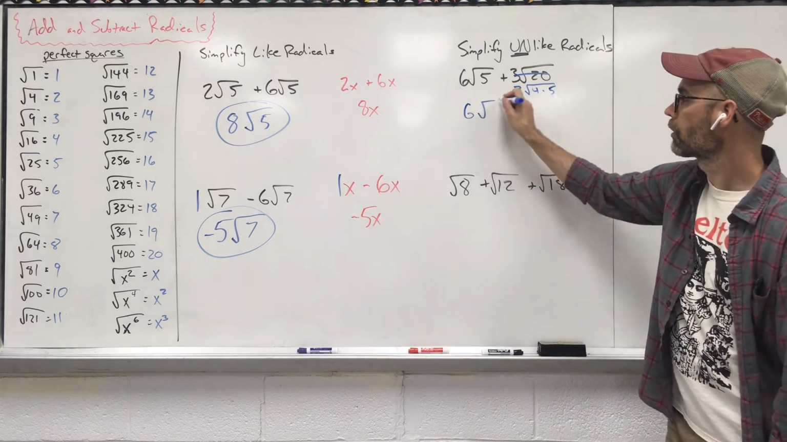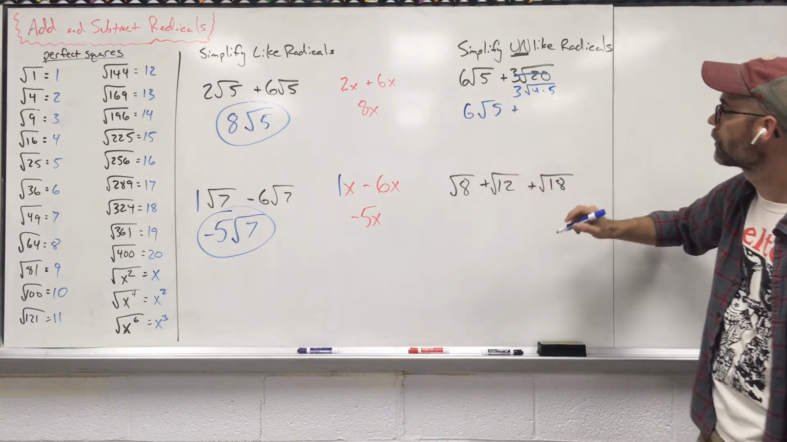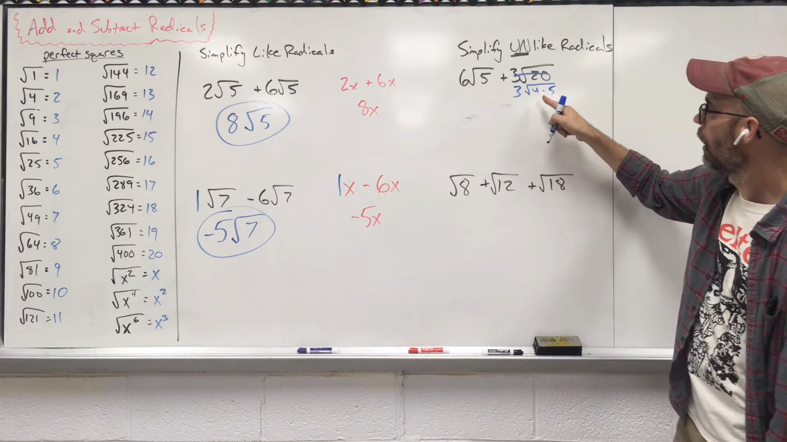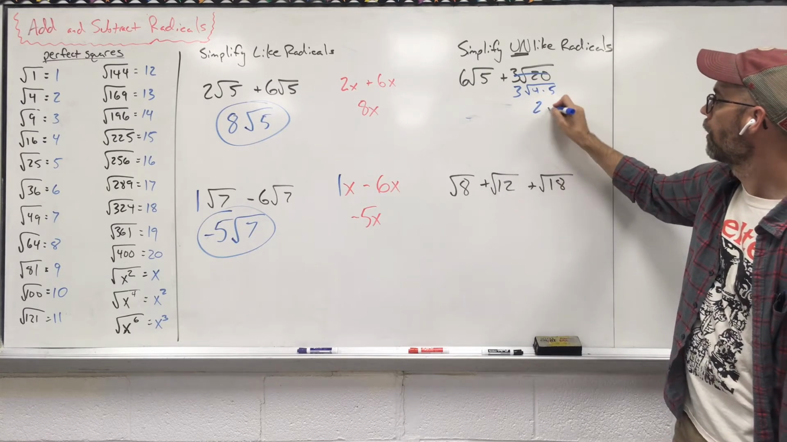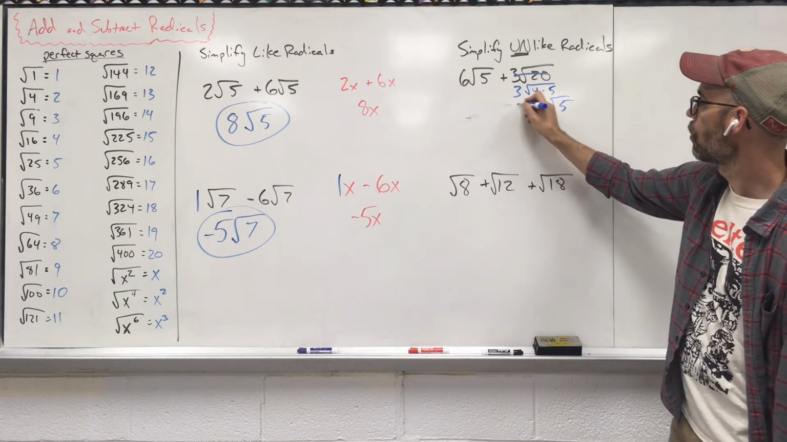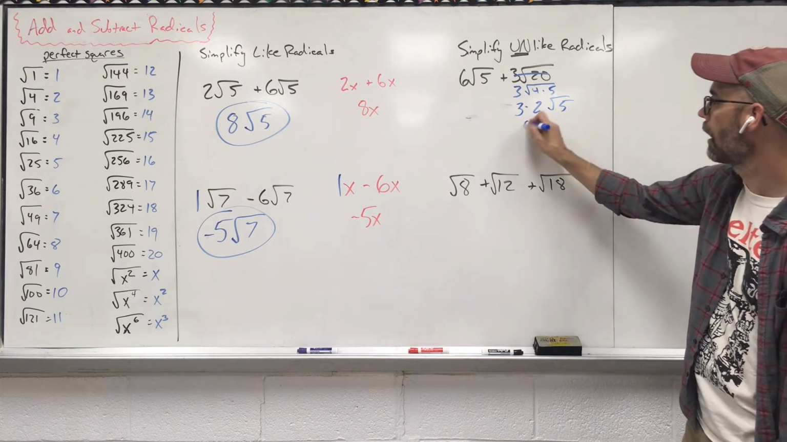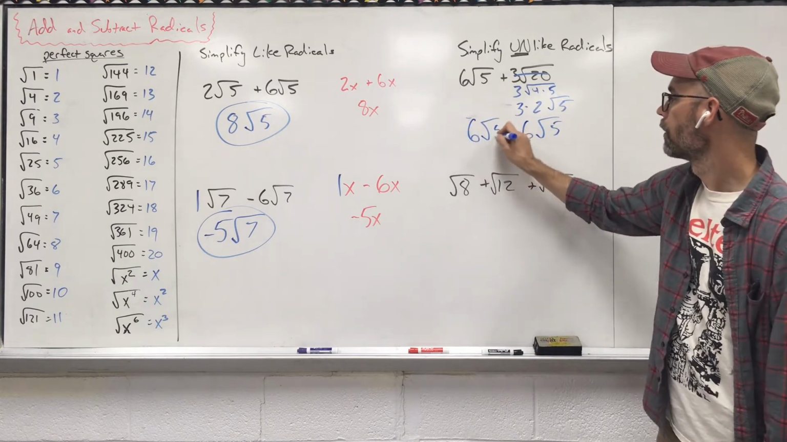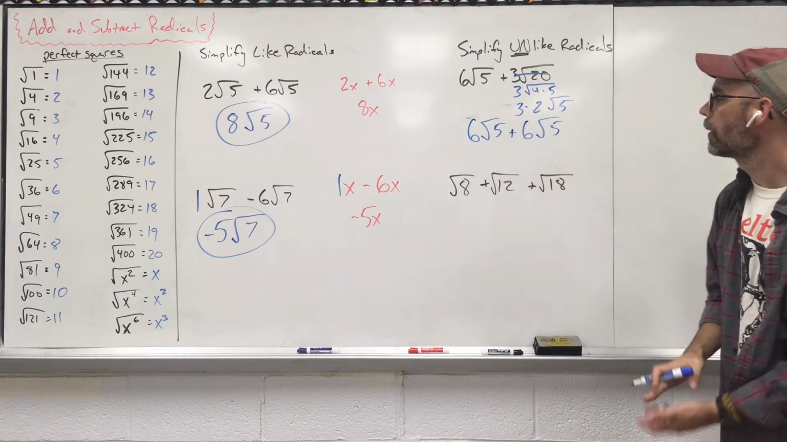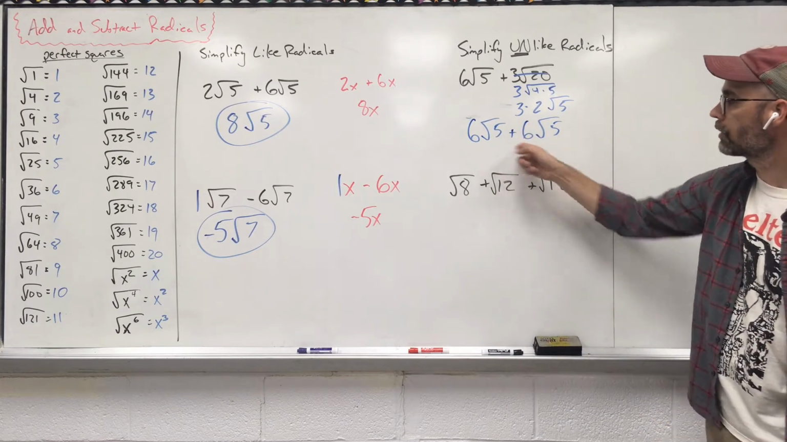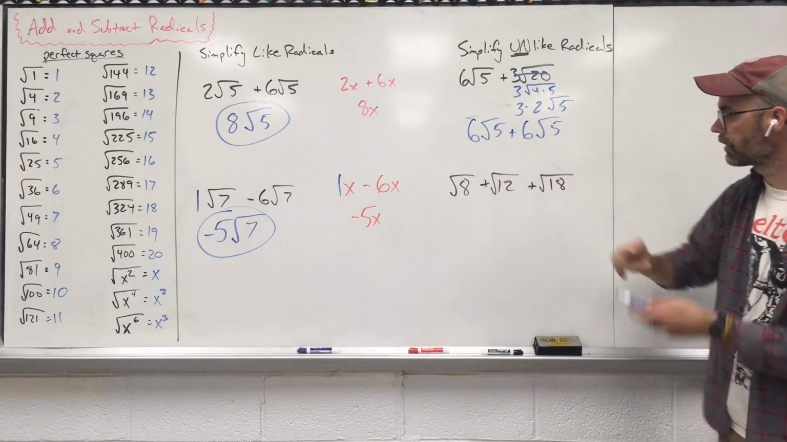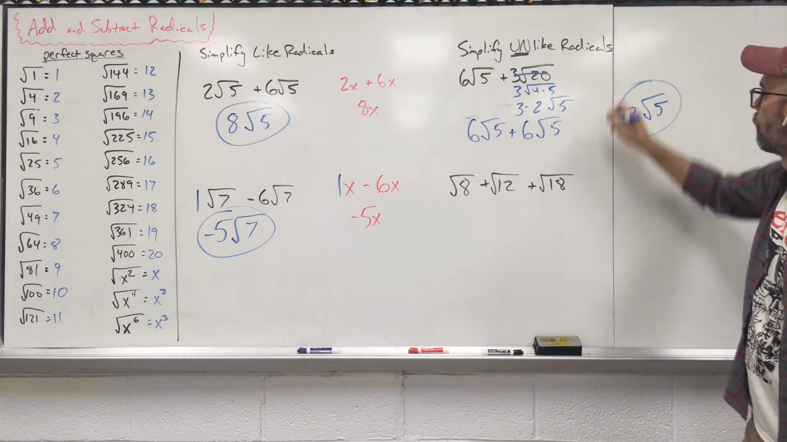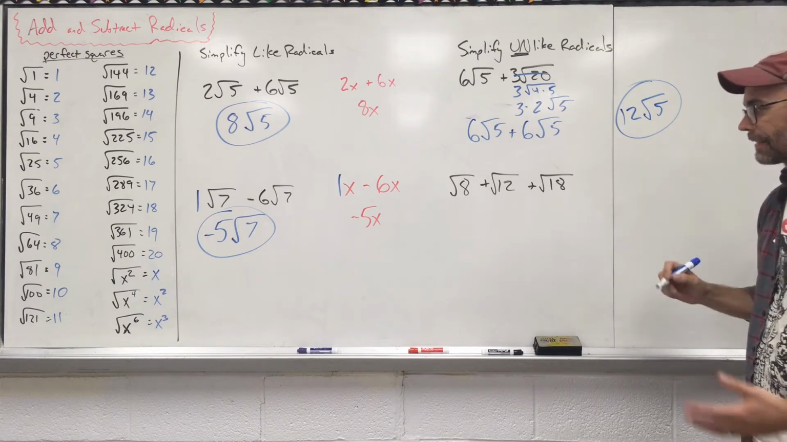Okay, let's simplify this now. So 6 radical 5 plus, let's take a step back for a second. That 4 gives me a 2. 5 stays inside. We're still left with a 3 outside. So now 6 radical 5, bring that down. 6 radical 5, and we have a plus. Okay. Do we have like radicals? Yes, we do. 6 plus 6 gives us that 12. Radical 5 stays the same.